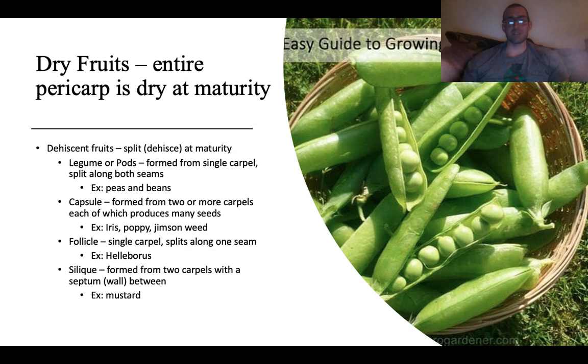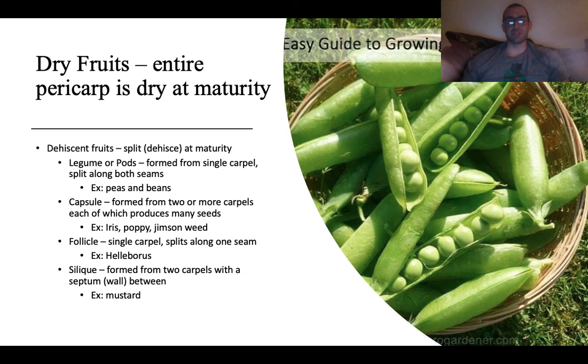We then have our dry fruits, and these are fruits in which the entire pericarp is dry at maturity. And within our dry fruits, we can break it down into two further categories. Our dehiscent fruits, which split or dehisce at maturity. So think of different legumes, peas, and beans that split. And your indehiscent fruits, which do not split at maturity, and we'll see them in a second.